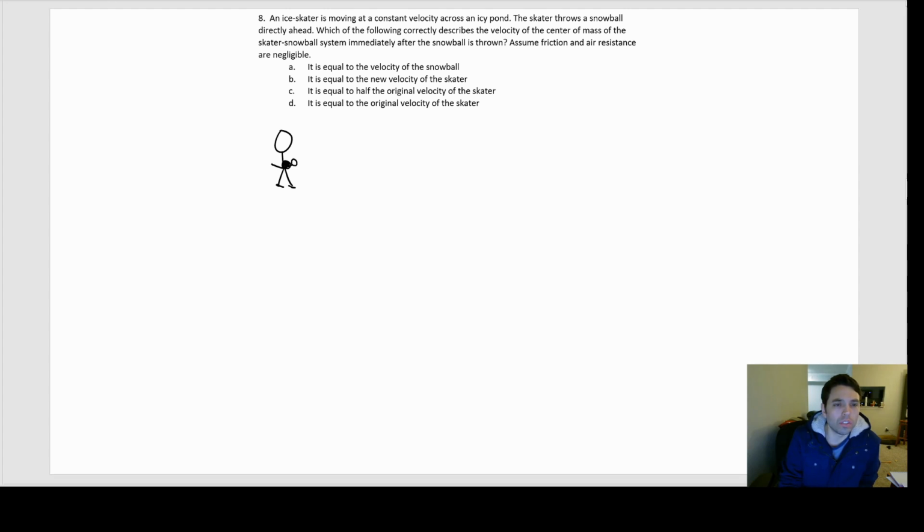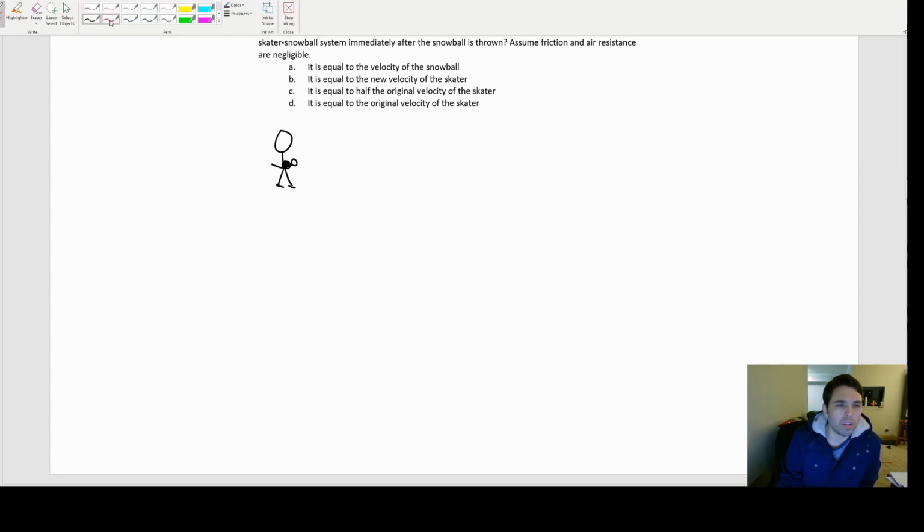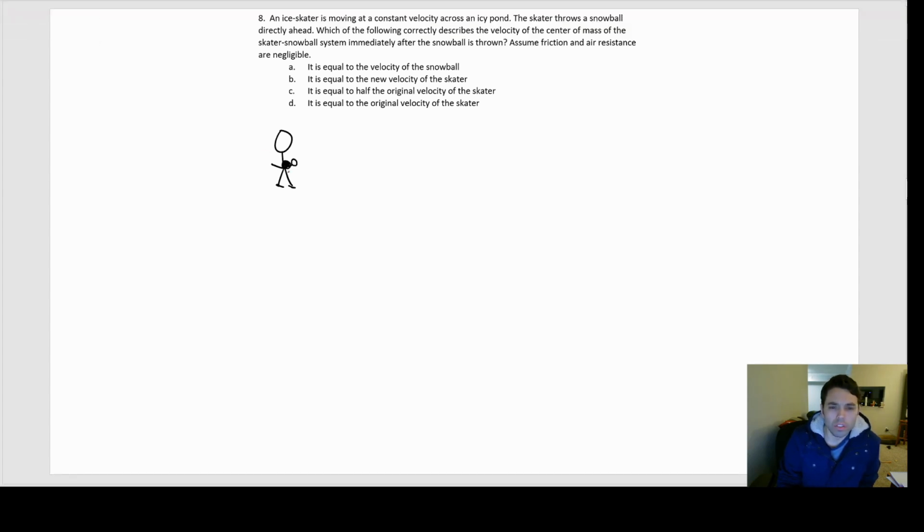Let's do a color. Let's go with, how about a nice thick red? So center of mass is here, right? And that big red dot, basically in the center of the person, because the snowball's mass is very small compared to the person. So the center of mass is basically in the center of the person.